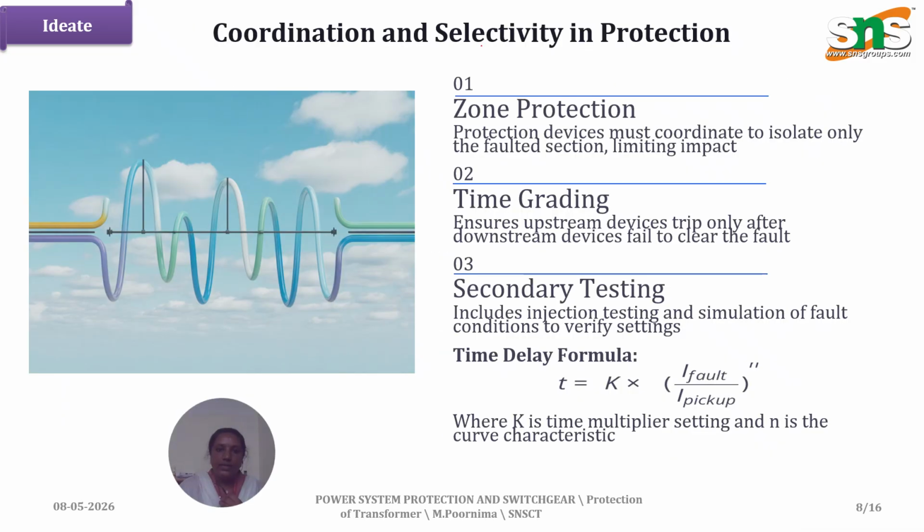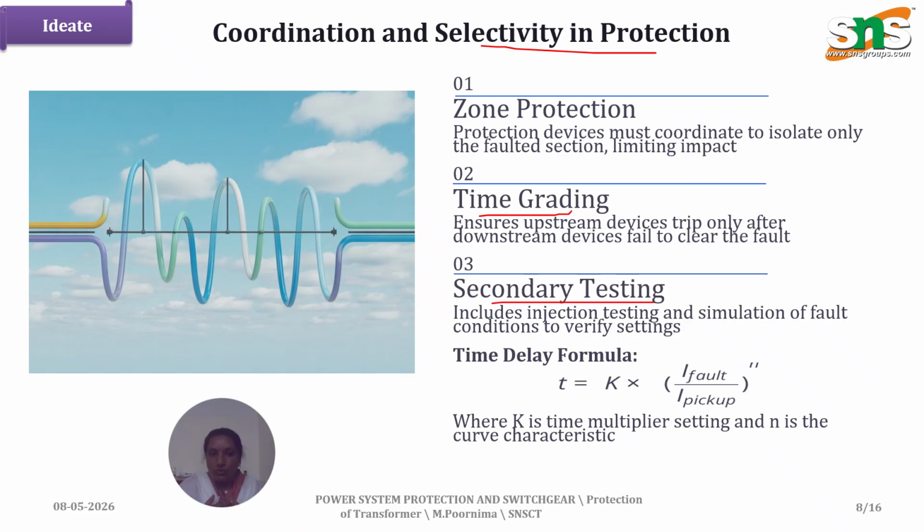So for coordinating and selective protection, we have zone protection, time gradient, and secondary testing. We have the main settings, and we have a time delay formula. So time t equals k into internal fault current by pickup current, where k is the multiplier setting value. Here comes the coordinating and selective protection.